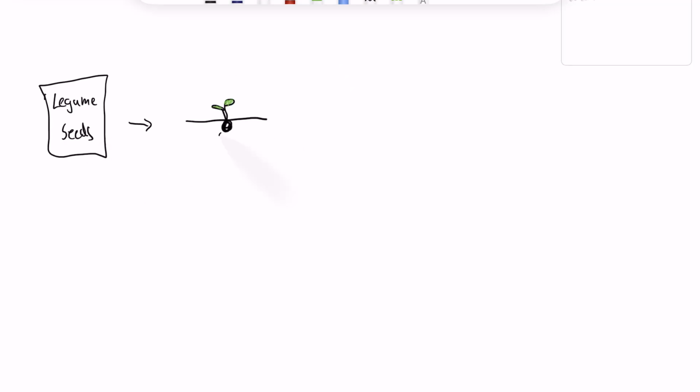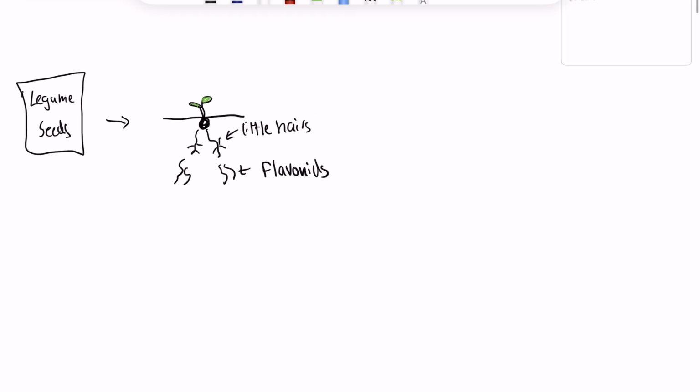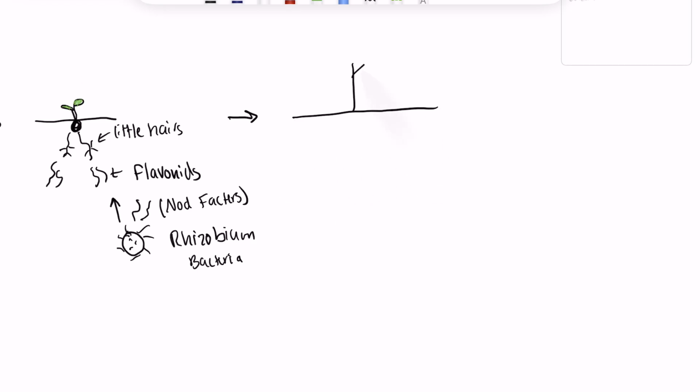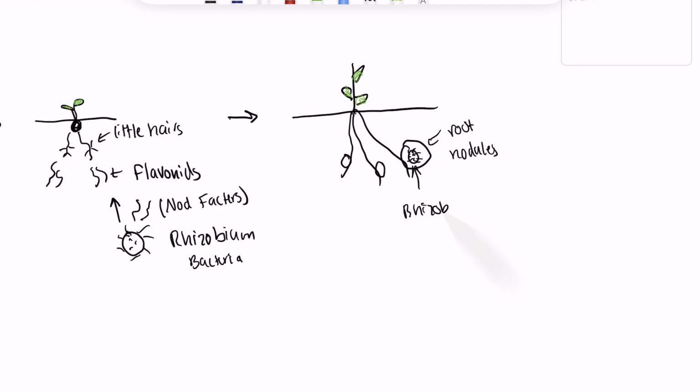When legumes are first planted, they send out little hairs from their roots and release flavonoids to attract rhizobium bacteria. This causes the bacteria to produce nod factors, which are a chemical message initiating the building of root nodules, a sort of protective house for this bacteria to convert nitrogen in. Connective tissues surround the bacteria and root, allowing nutrients and nitrogen to pass back and forth between the legume and bacteria.